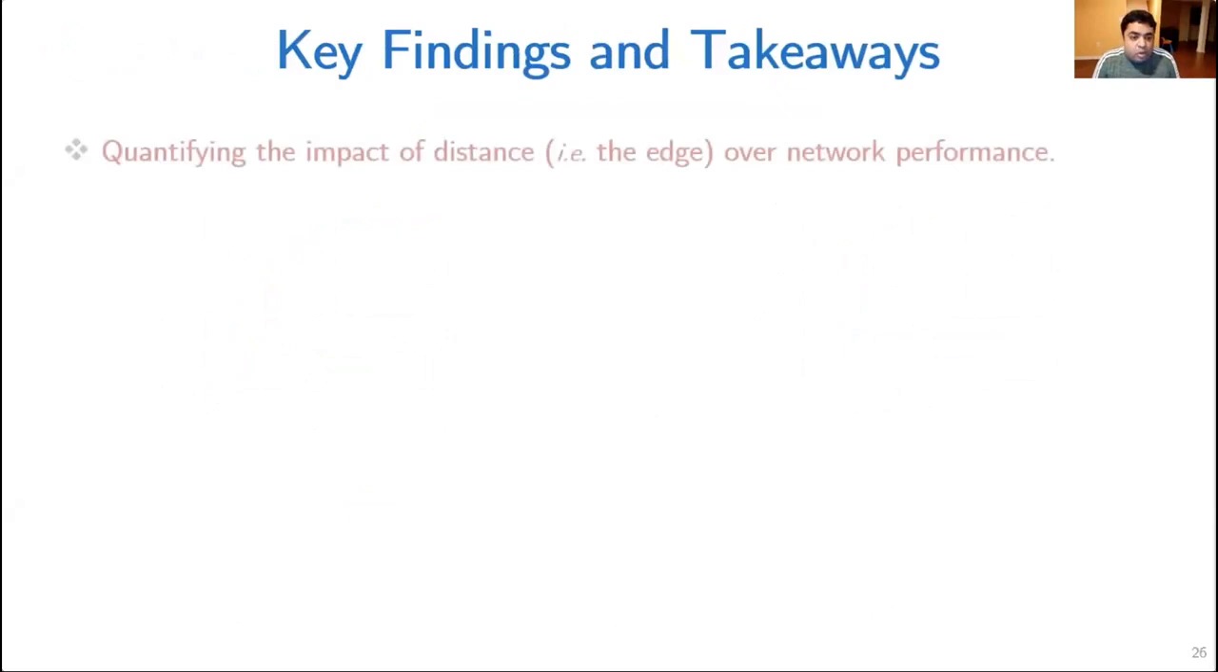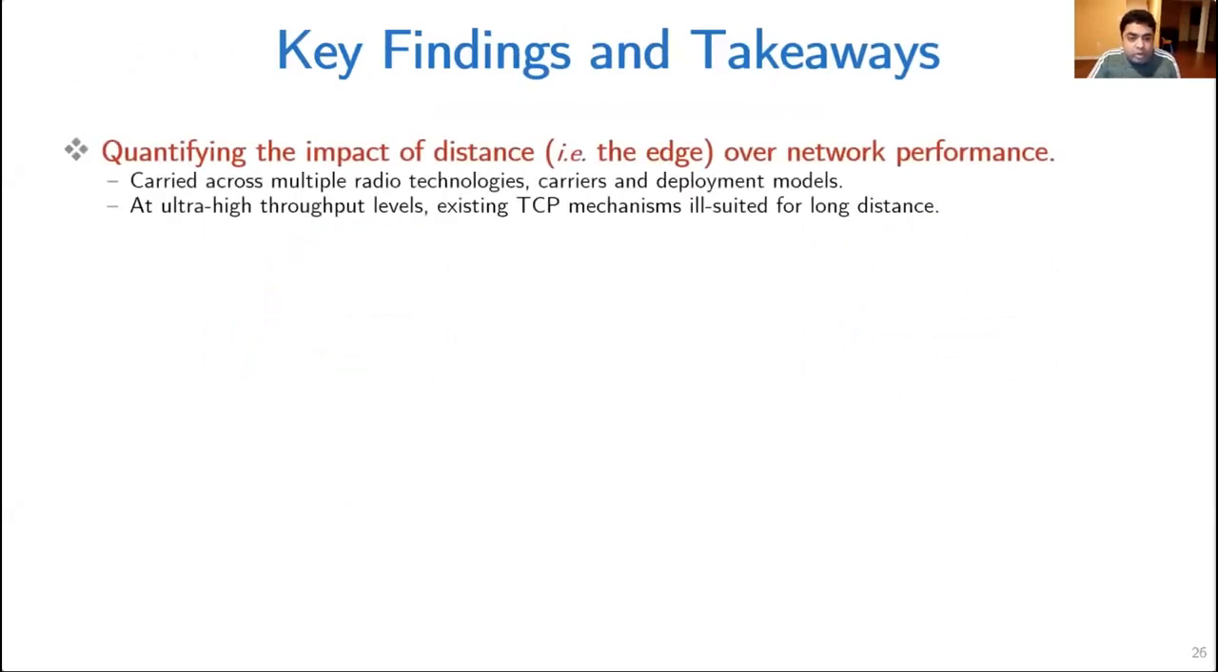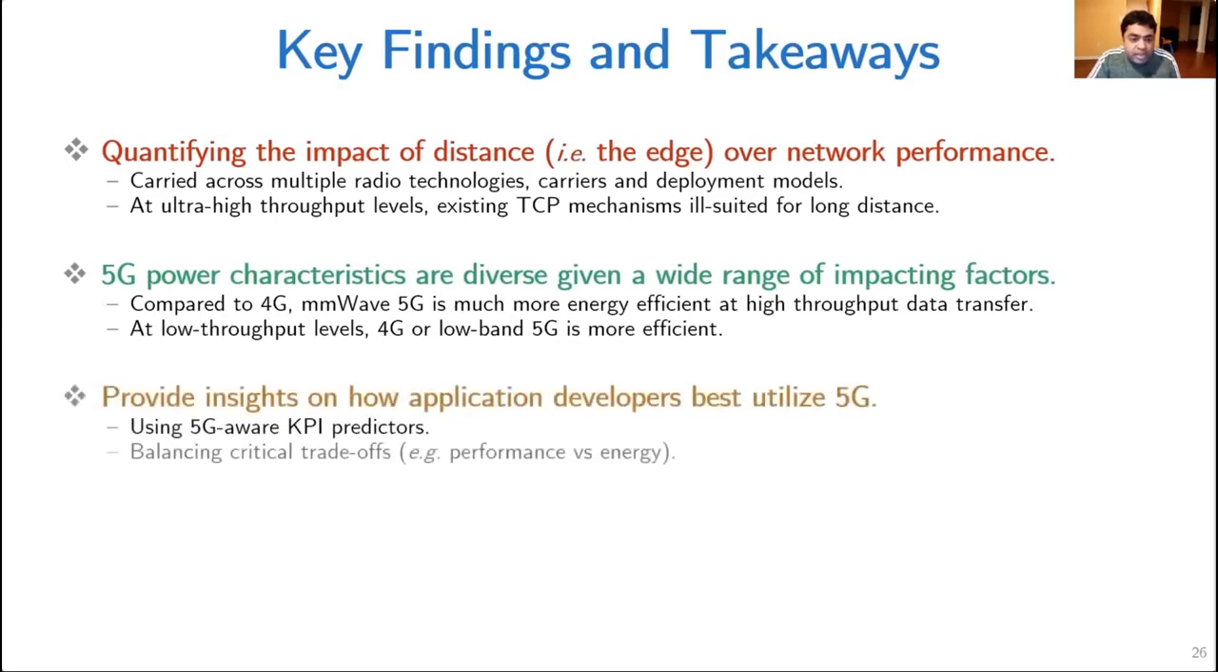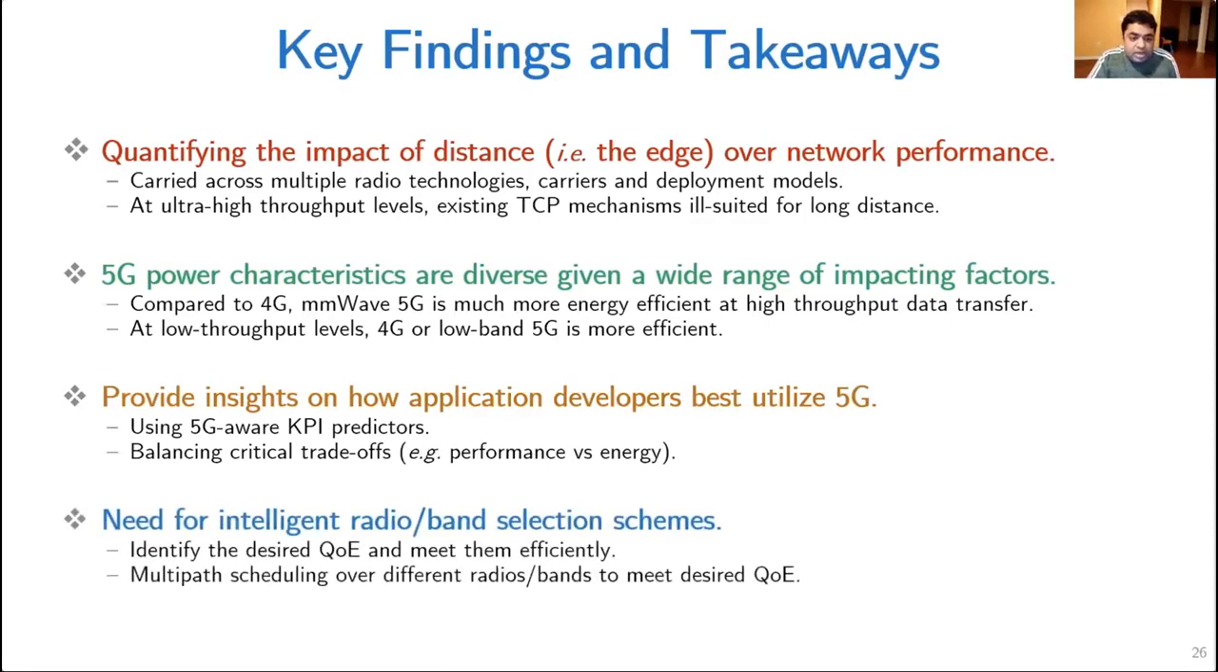Coming to the key takeaways, we quantitatively reveal the importance of the edge for end-to-end network performance across different radio technologies, 5G carriers, and deployment models. We also highlight key challenges in meeting ultra-high throughput demands. In terms of power, we find that due to the complex ecosystem of 5G, there are several factors impacting power and energy efficiency. We also provide key insights into how upper layer applications should best utilize 5G by balancing the critical trade-off between performance and energy efficiency, as well as become 5G aware. Last but not least, our study also provides motivation and research opportunity to design intelligent radio or band selection schemes that can meet the desired application QoE efficiently.